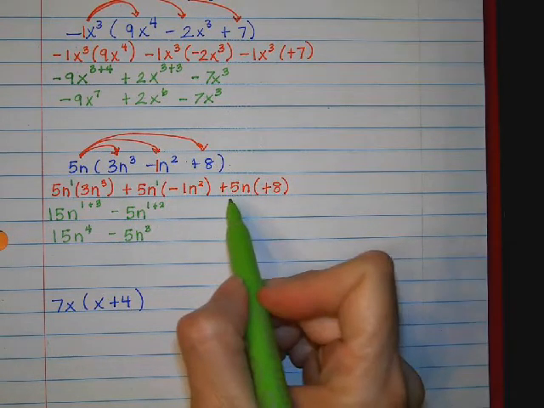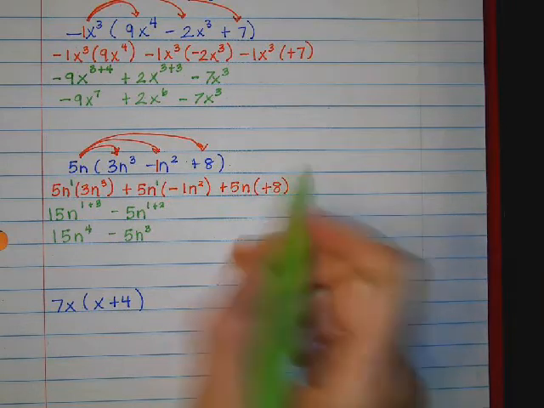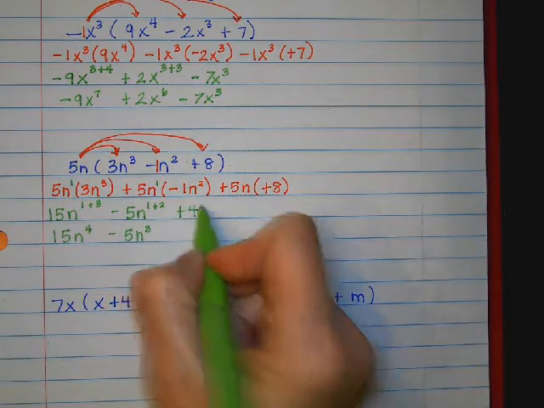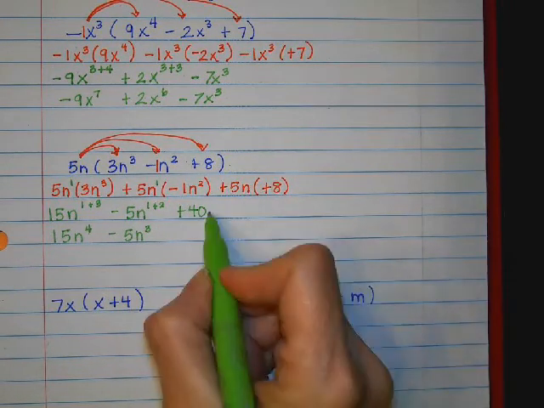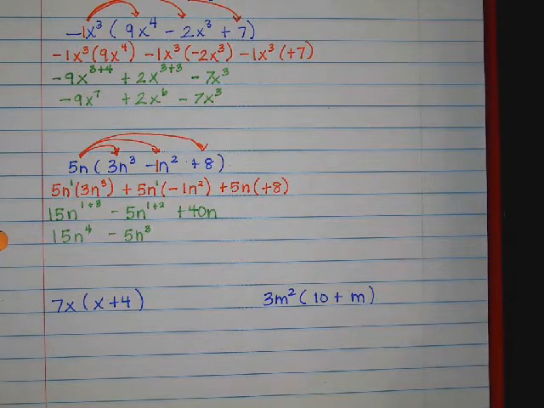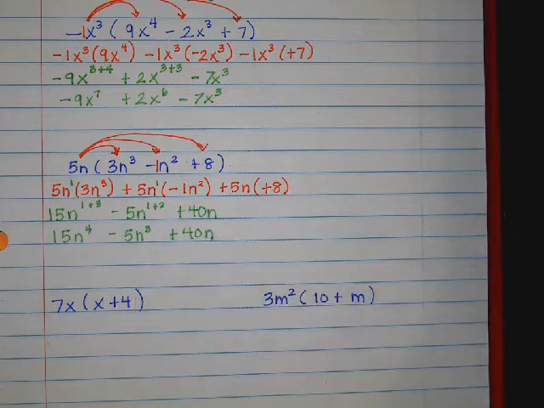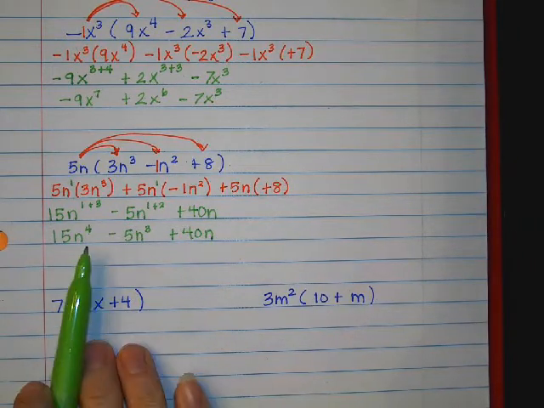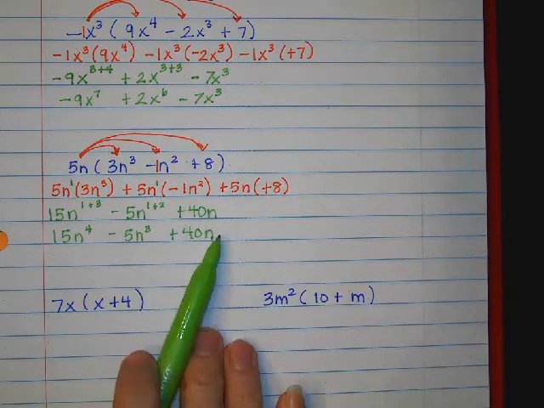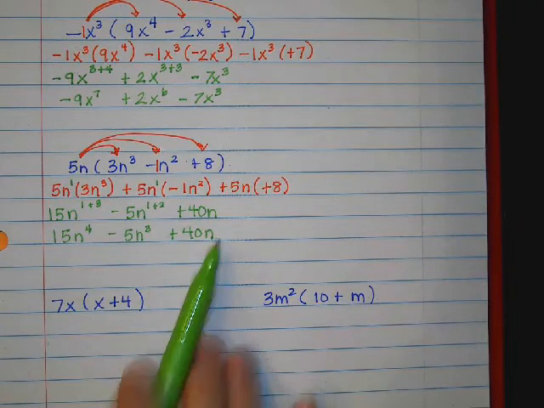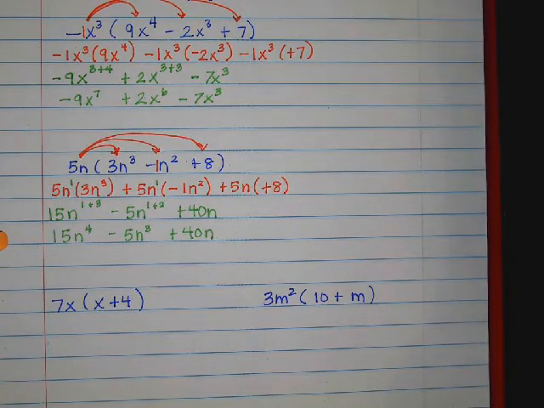Then I multiply. 5 times 8 is a positive 40. And we just have the single variable, so it comes with us. There are no exponents to add, so it just stays plus 40n. We check to make sure it's in standard form: 4, then 3, then 1. So it goes from highest to lowest. It's in descending order. Beautiful, we're done.